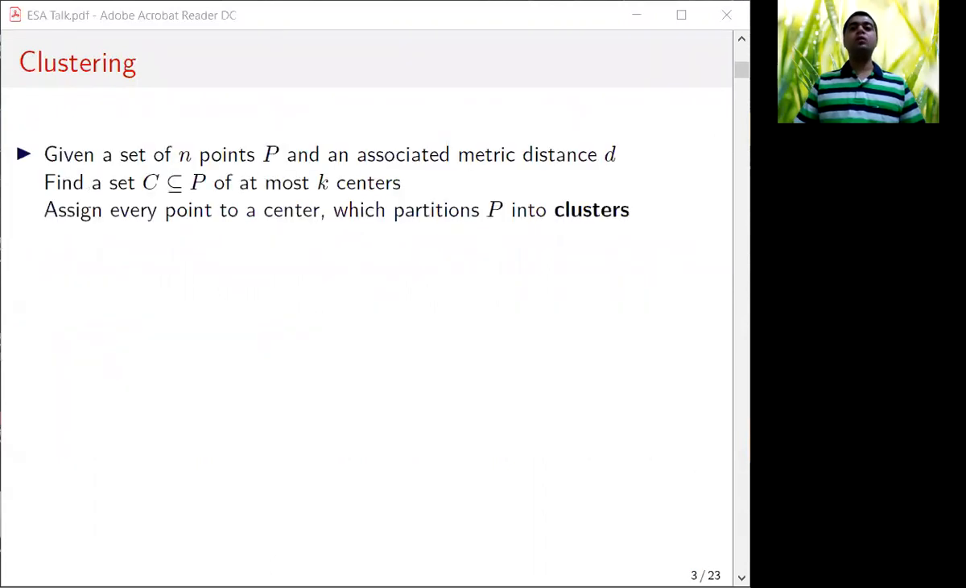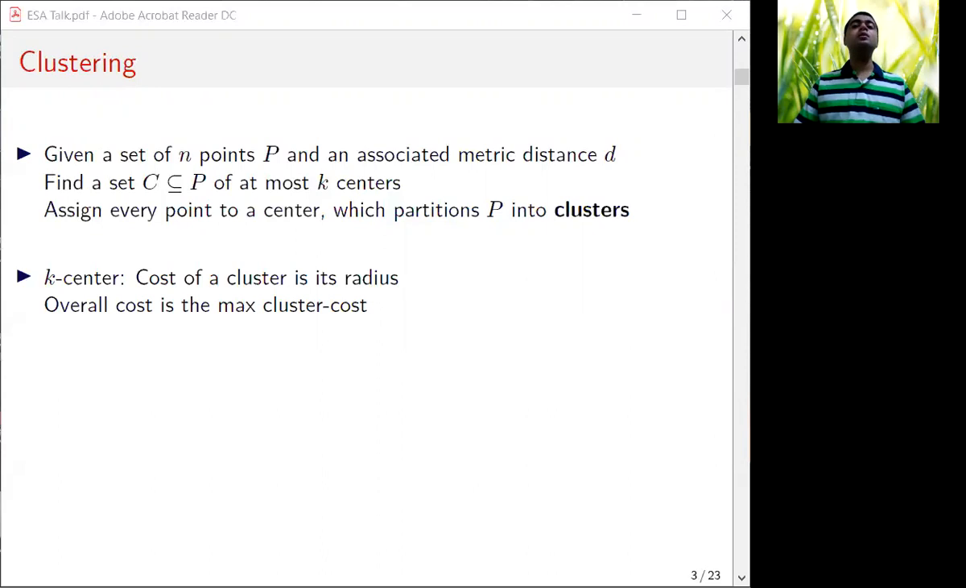Right? Now let's look at clustering more formally. Suppose we are given a set of points P, and let's say D is the distance function, and we'll assume that D satisfies triangle inequality. So it's a metric. And we want to find a set of at most K centers, and then assign every point to a nearby center so that we get a bunch of clusters. There are many clustering objectives to analyze the quality of the clustering that we found. Let's look at a couple of these clustering objectives.